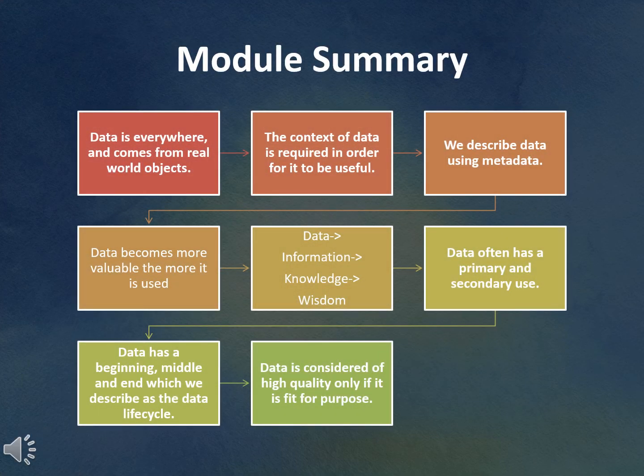Congratulations, you've made it to the end of the first module. Let's do a quick recap. Data is everywhere and comes from real-world objects. The context of data is required in order for it to be useful. We describe data using metadata. Data becomes more valuable the more it is used. Data equals information equals knowledge equals wisdom. Data often has primary and secondary use. Data has a beginning, a middle, and an end, which we describe as the data lifecycle. Data is considered of high quality only if it is fit for the purpose it was collected.